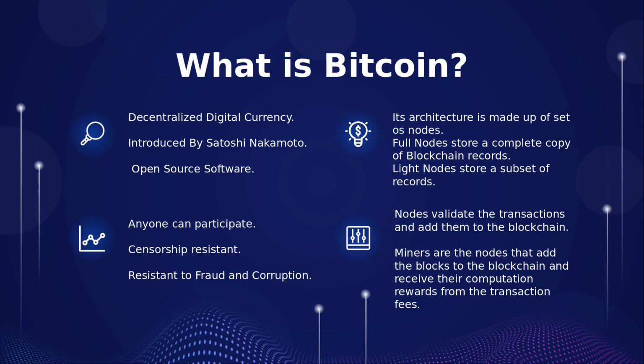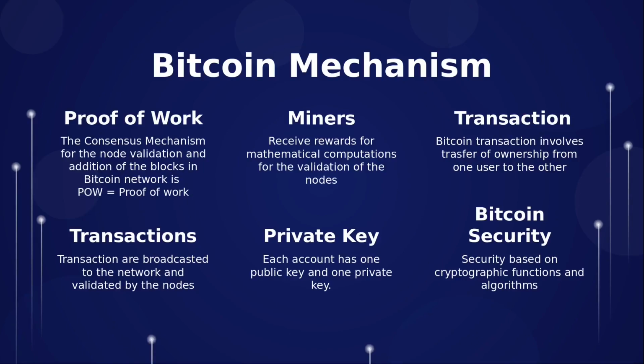About the Bitcoin algorithm, the Bitcoin protocol uses a consensus algorithm called proof of work to validate transactions and add new blocks to the blockchain.